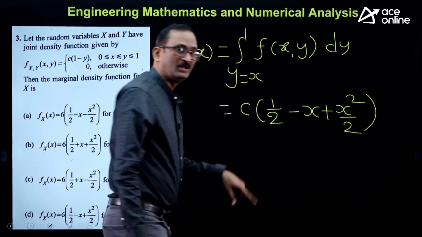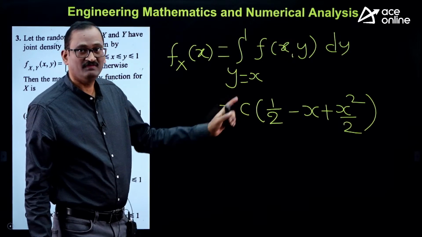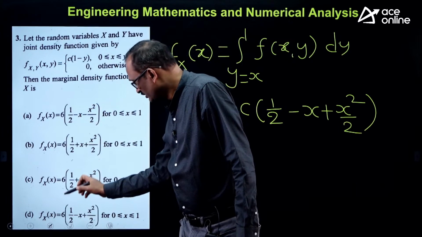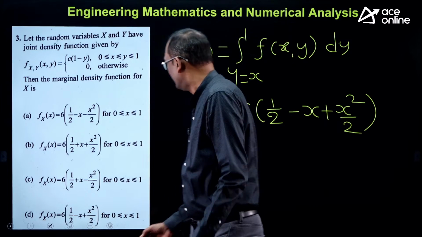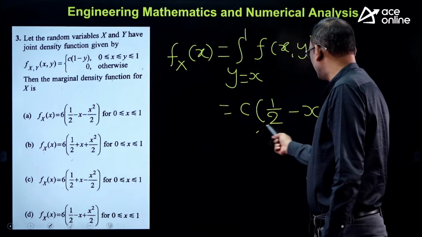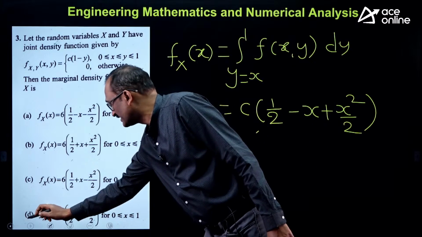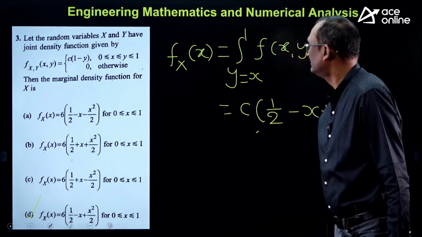You observe that in all the options, in place of C we have 6. So we need not find C by using total probability equal to 1. By simplifying this you will get like this. From this, accordingly we can say option D is the right answer.